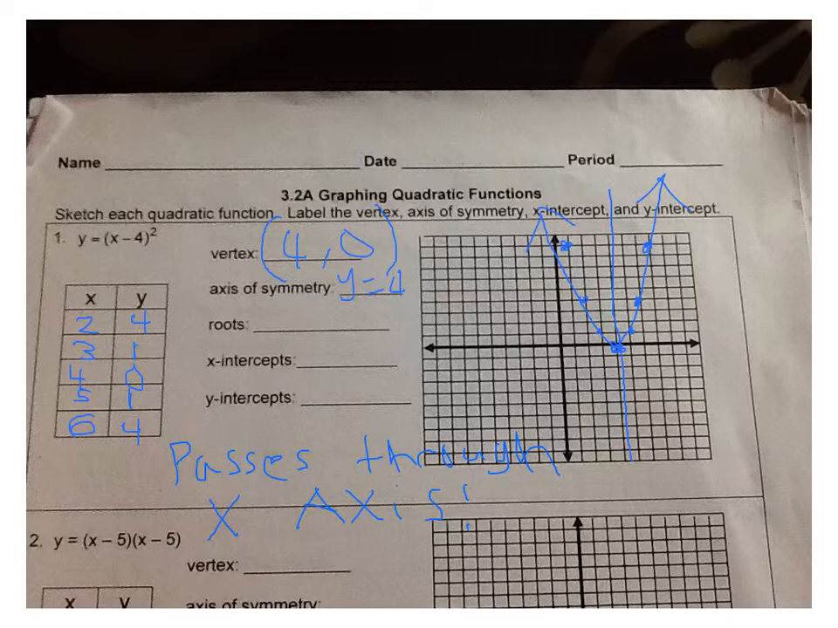So in this graph, there is only one point where it passes through the x-axis, and that would be the vertex. So we'd know the roots would be 4, 0, and the x-intercept would also be 4, 0 because it's the same thing. The y-intercept is where the graph passes on the y-axis. So on our graph, we don't know where it passes through the y-axis. This is where we can use a little trick.